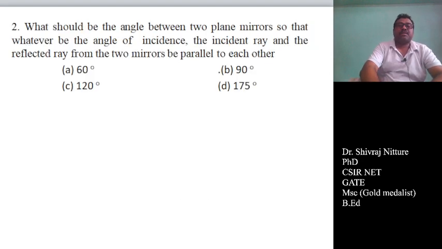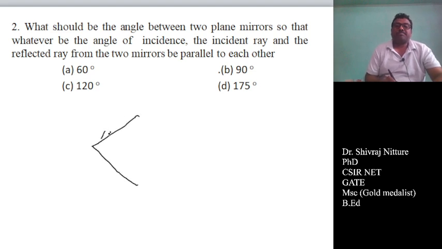Next. What should be the angle between the two plane mirrors so that whatever be the angle of incidence, the incident ray and the reflected ray must be parallel to each other? So assume that this is one plane mirror and this is another plane mirror. This angle you have to calculate. In the given condition, a ray of light incident on one plane mirror, after reflection from the second, emerges parallel to the first, like this.